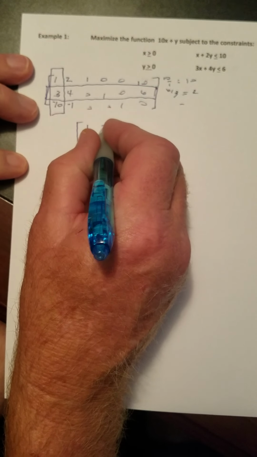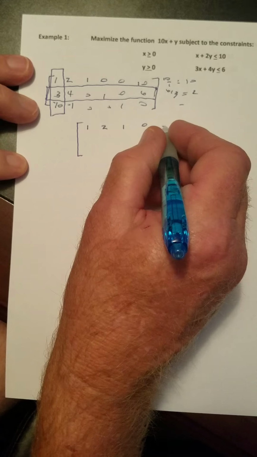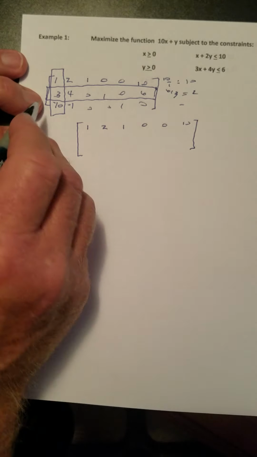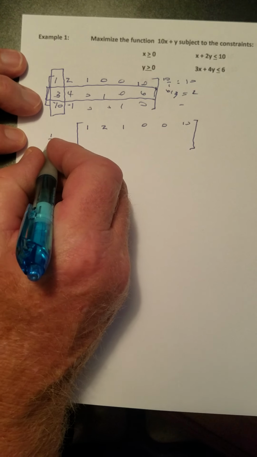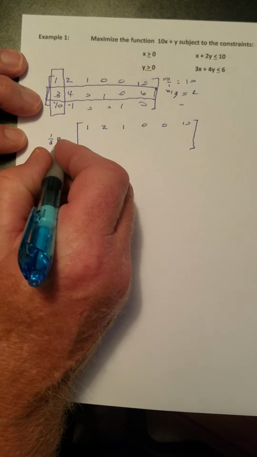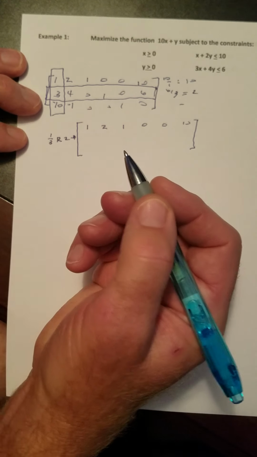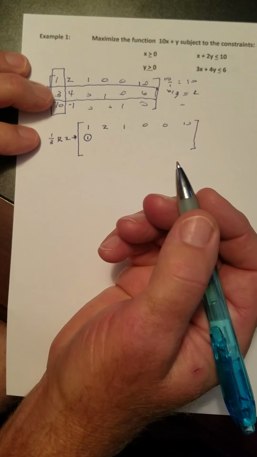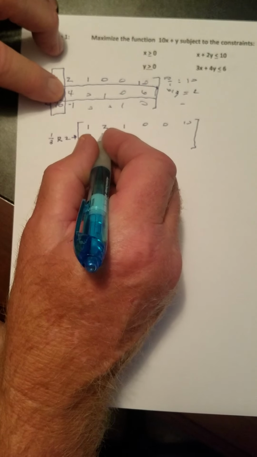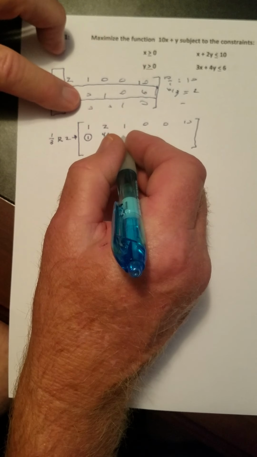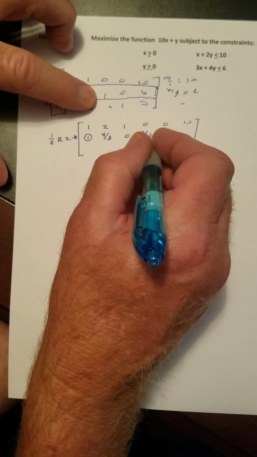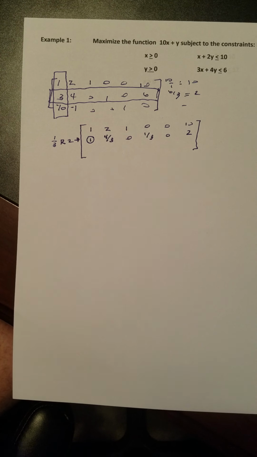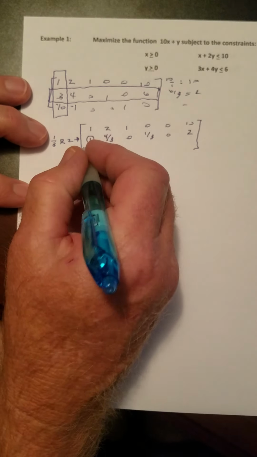So the top row stays the same. Second row, I have to get a 1 here, so I'm going to take 1/3 of row 2. So 1/3 of 3 is 1. That's going to be my pivot. I'm going to circle it. 1/3 of 4 is 4/3. 1/3 of 0 is 0. 1/3 of 1 is 1/3. 1/3 of 0 is 0. And 1/3 of 6 is 2. Bottom row stays the same.